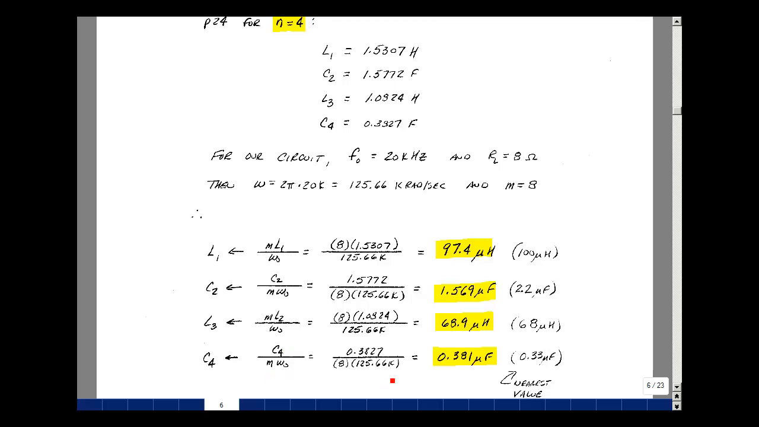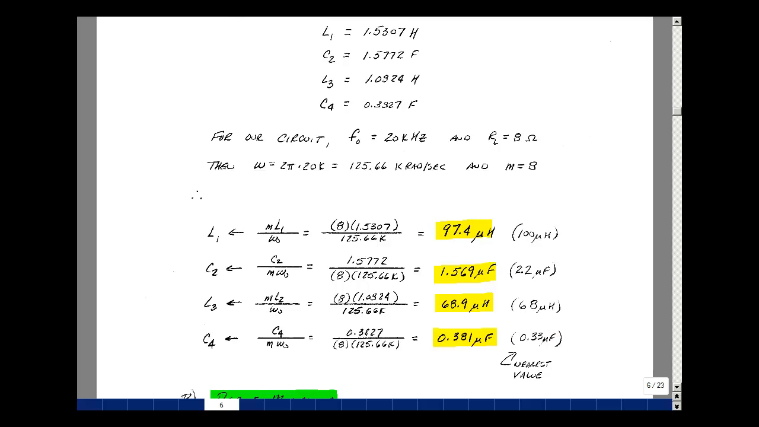That's going to give us 97.4 microhenries. The nearest standard one is 100. 1.569 microfarads. The nearest is 2.2 microfarads. 68.9 microhenries. 68 is the nearest. 0.381 microfarads. 0.33 microfarads is the nearest one. So now we can use that filter to transfer power from the power MOSFETs to the load without losing a lot of it in between.